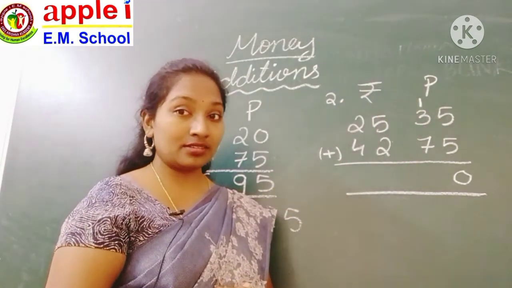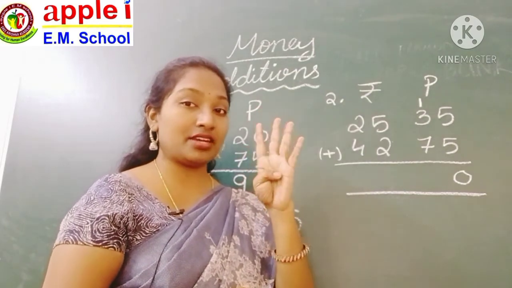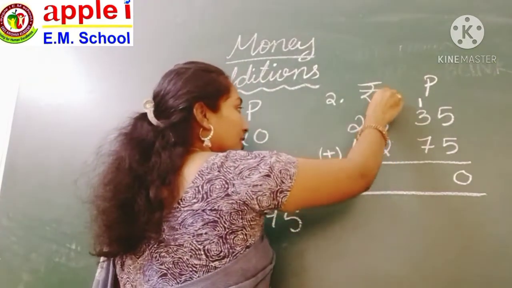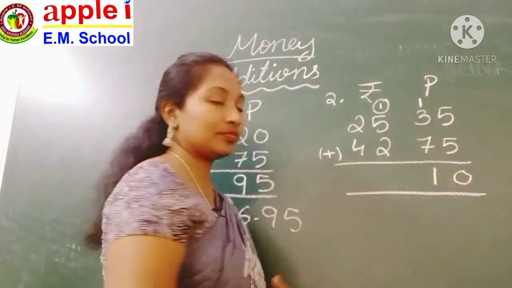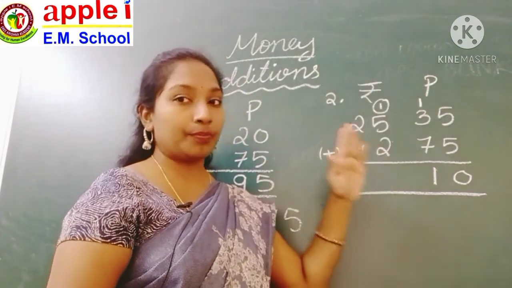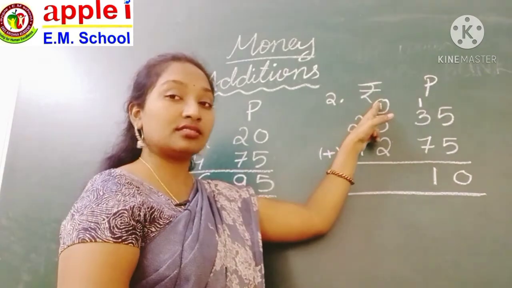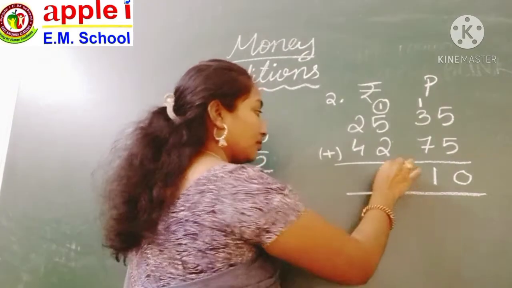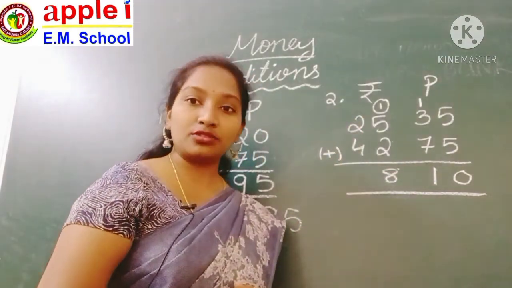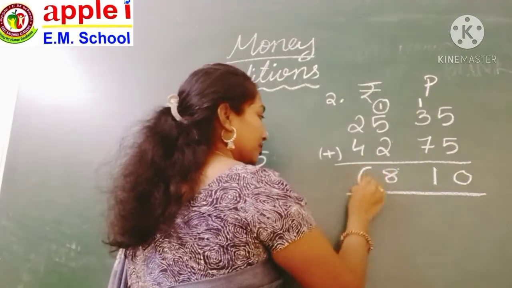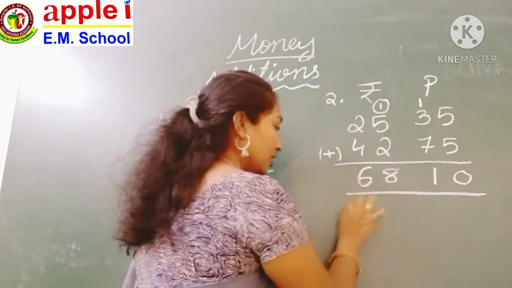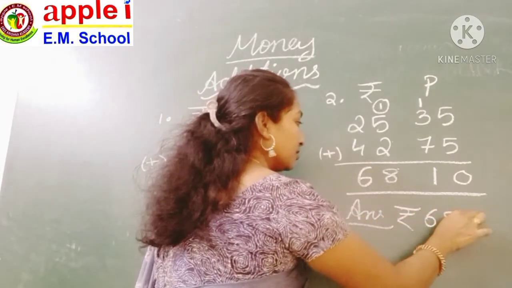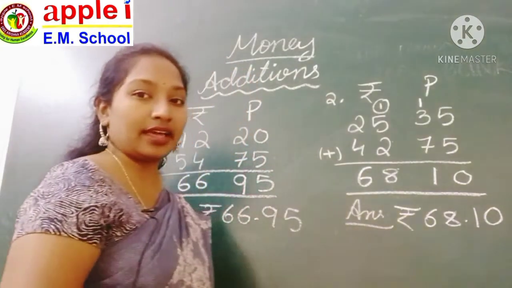4 plus 7, 7 after that 8, 9, 10, 11. So, here also we are getting a double digit number. So, carry 1 here and write 1. Now, add rupees. 5 plus 1, 6. 6 plus 2, 8. Next, 2 plus 4, 6. So, what is the answer, children, here? 68 rupees 10 pies.